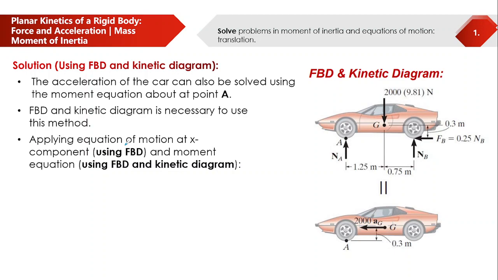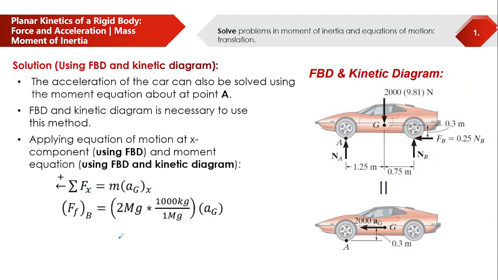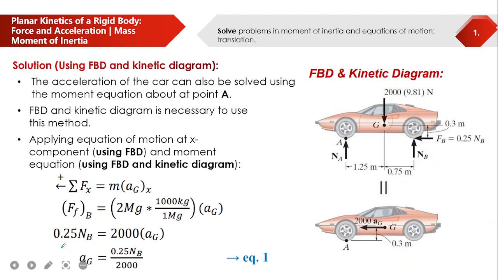Okay? So apply the equation of motion at x component using FBD, and the moment equation using FBD and kinetic diagram. So, again, the sense is still the same. We are going to use the equation of motion to solve for the unknowns. So, we already have all our forces along x. We already know that only the friction force is there. So, to solve for the a sub g, then 0.25 n sub b equals 2000 a sub g. So, this is our equation 1.